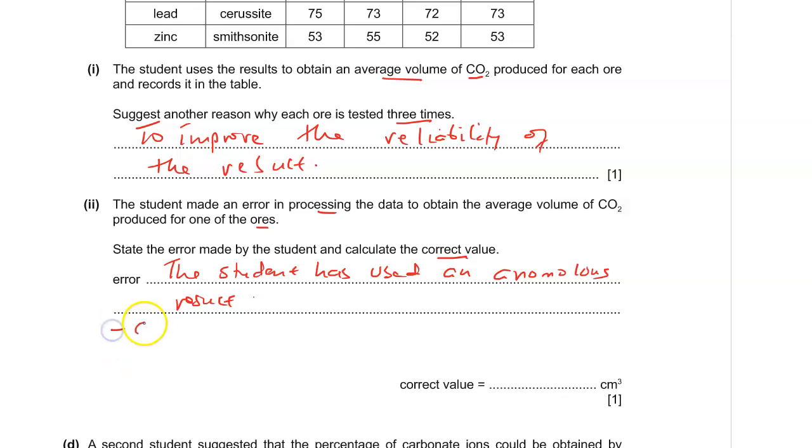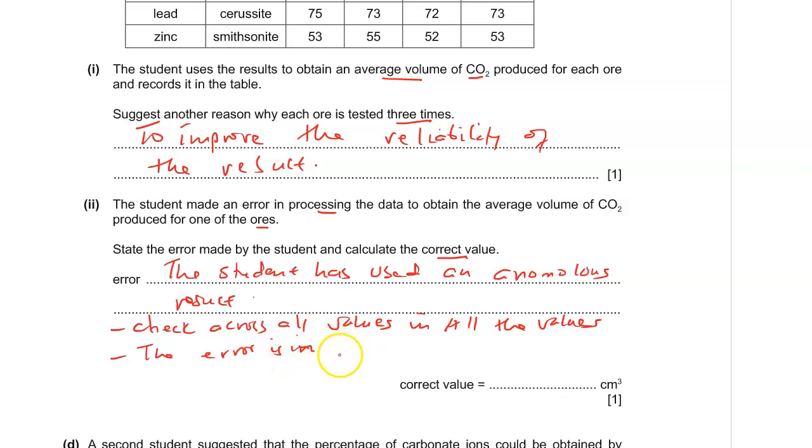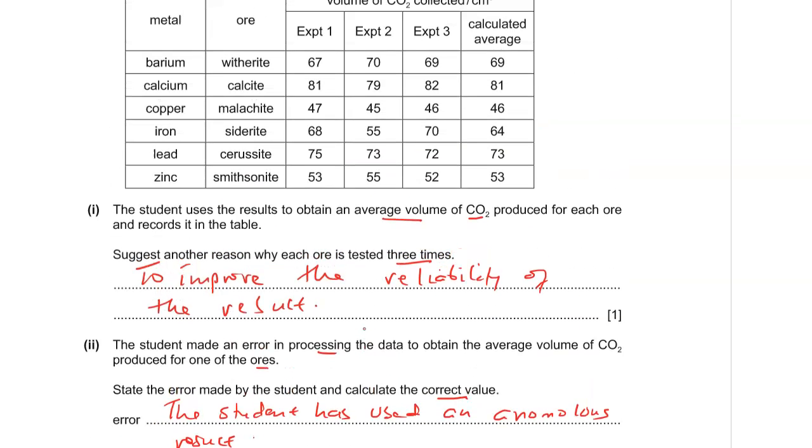When you check, you should check all the results. Check across all the values. Of course, you'll notice that the error is in the first carbonate, which is by the name witherite, right here.